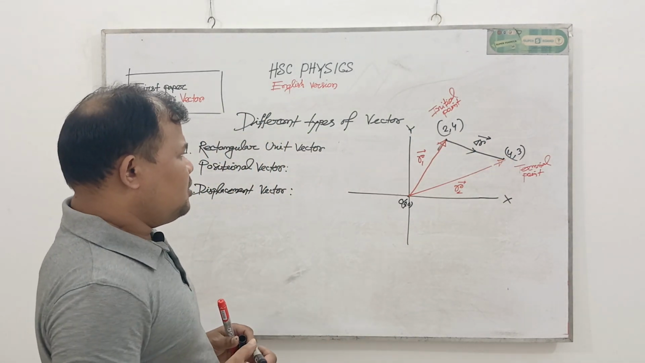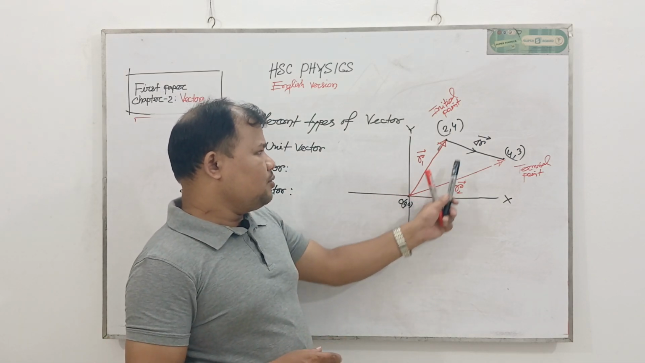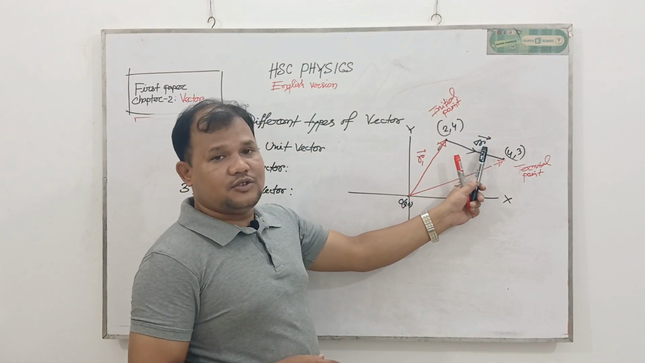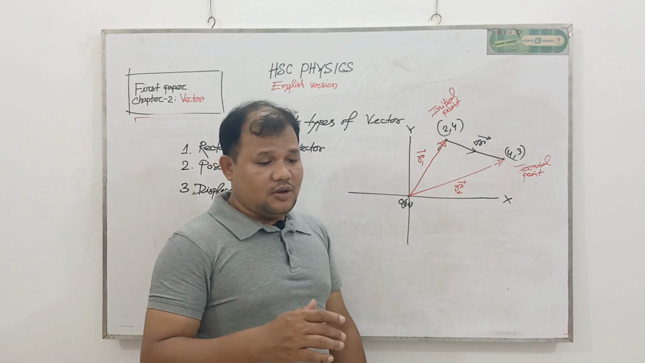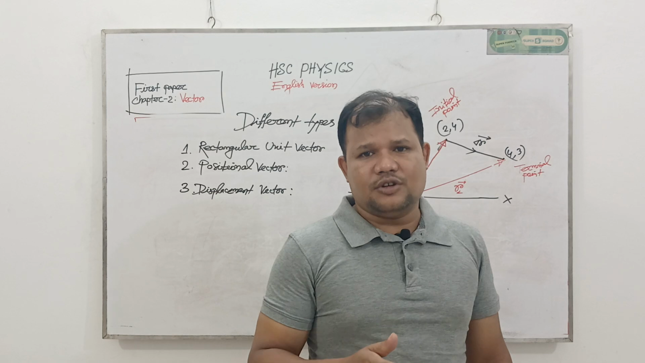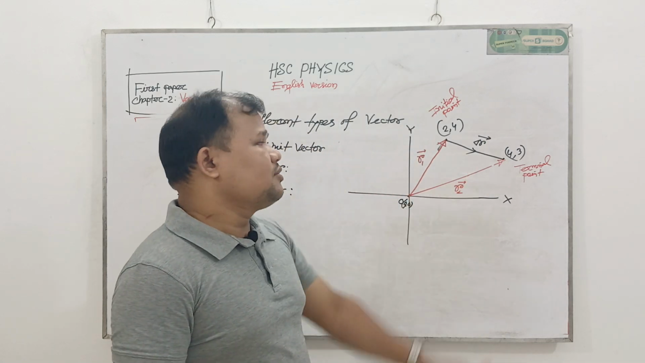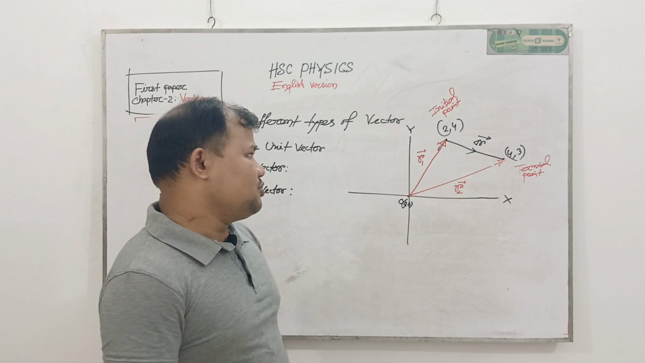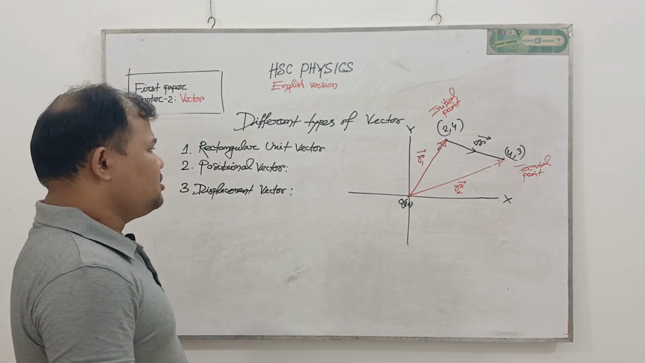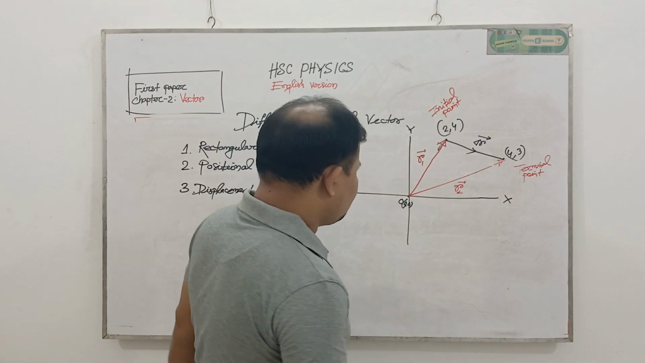Displacement vector. The definition will be: after changing the position of a vector, we get a vector. The name of this vector is called displacement vector. That means after changing a positional vector, a vector is created. The name of this vector is called displacement vector. How can we find out the displacement vector? It is very easy to find out this displacement vector.